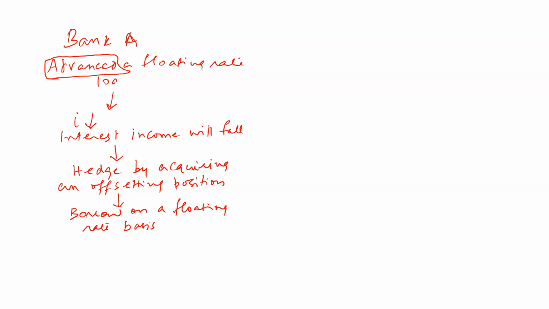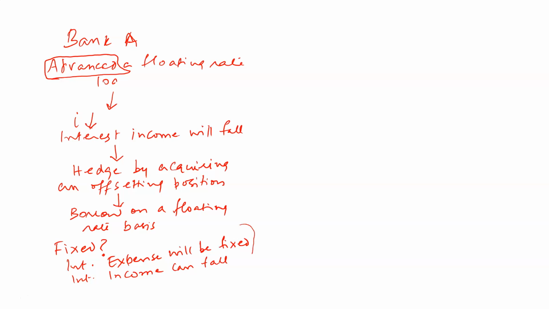You may ask, why not borrow on a fixed rate basis? Why not fixed? What is the problem with that? The problem is that if they borrow fixed, then the interest expense that they will have to pay will remain fixed. Isn't that so? Interest expense will remain fixed, but the interest income, because that is coming from the floating rate loan, interest income will or can fall in case the market rates fall. So they should not be borrowing at a fixed rate basis. So that's something that we need to strike out here.